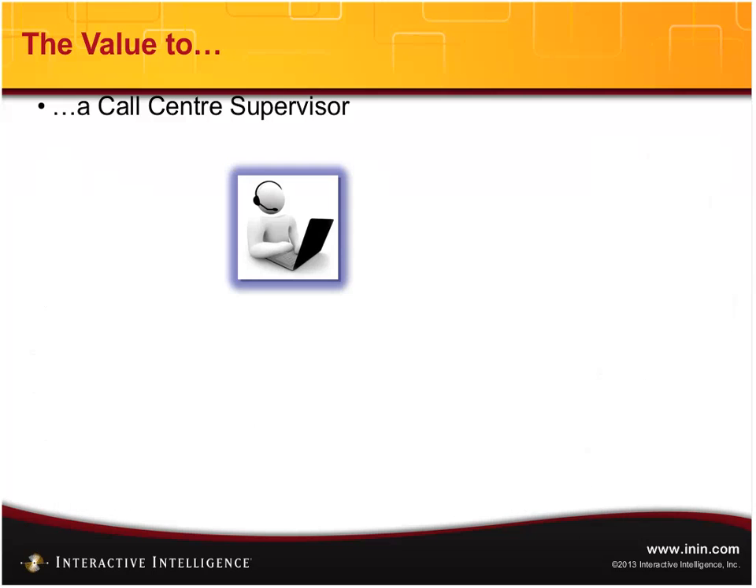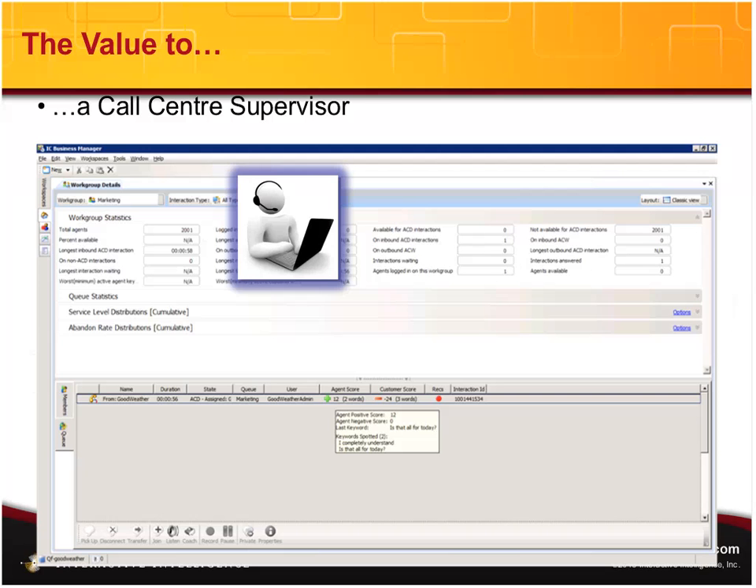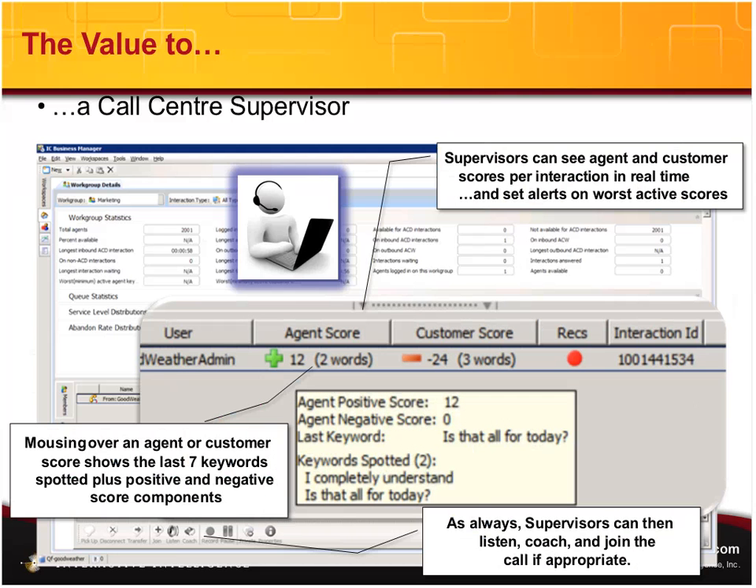There are other values that go up into the supervisor level, which are along the lines of, you can see agent and customer scores per interaction in real time, and see alerts on worst active scores. So if you hover your mouse over an agent or customer score, it will show the last 7 or the last 10 keywords spotted, and also give a plus score or a negative score component against each part. But as always, as a supervisor, you can then listen in, coach, and join the call if appropriate. Nothing worse than barging into a call where it's totally inappropriate.